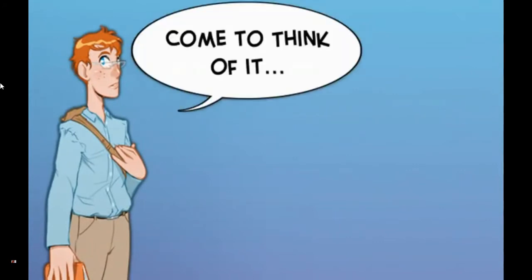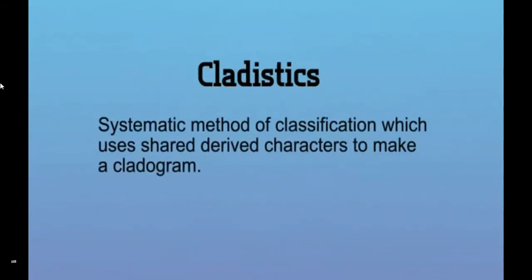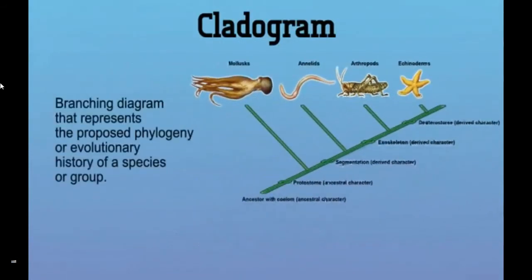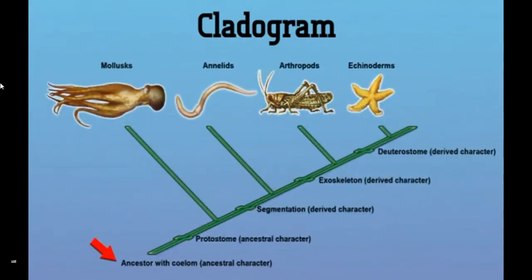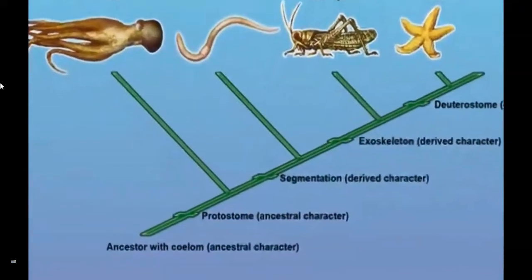Have you ever organized your room and realized that you put similar or related objects near each other and completely different objects farther away? This is similar to how scientists construct a cladogram. Cladistics is a systematic method of classification which uses shared derived characters to make a cladogram. A cladogram is a branching diagram that represents the proposed phylogeny or evolutionary history of a species or group. Cladistics assumes that each group has an ancestor that other species do not share. The cladogram in our example shows how 4 very different species could develop from a common ancestor. The common ancestor would be at the bottom of the diagram.